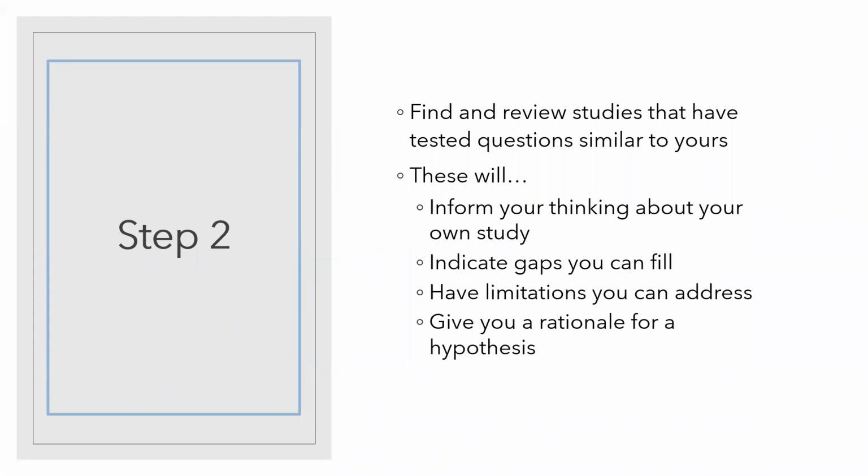Next, you find and review studies that have tested questions that are fairly similar to yours. These studies will inform your thinking about your own study, indicate existing gaps in the literature that your study can possibly fill, present certain limitations that you can address, and ultimately give you a strong rationale for your own hypothesis, which is what you really are doing when writing an effective literature review.